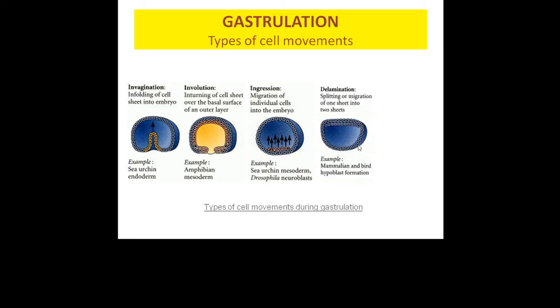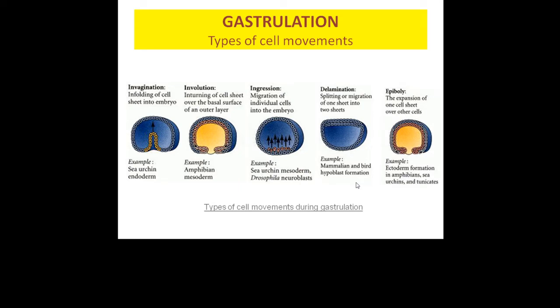Then is delamination, which is splitting of one sheet into two sheets, as is shown here, the blue colored sheet of cells. This kind of movement is seen in mammalian and bird hypoblast formation.